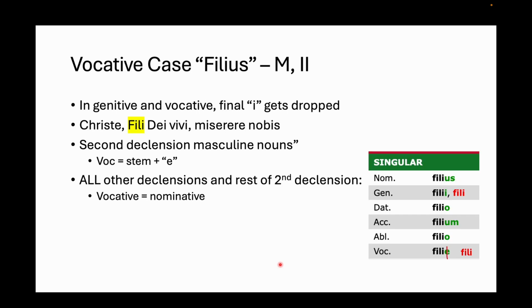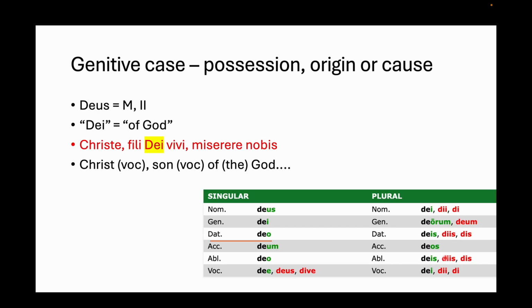How about Filius, which is also in the vocative case? Filius means son, and again, every language has exceptions, so Filius is one of those exceptions. It is a second declension masculine noun, and normally that would mean that you would chop off the -us, leaving fili, and then it would be filiae. But that's a little bit hard to say, so it's just become fili in most usages. So fili is the vocative of filius, right? So in Christe fili Dei vivi, miserere nobis, Christe and fili are in the vocative case.